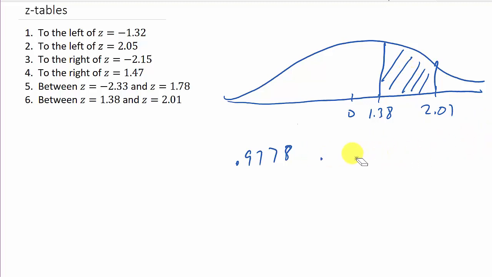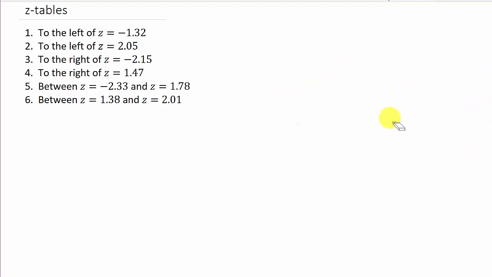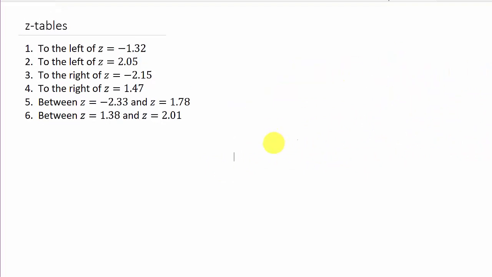All right, now let's work all of these again using the other table, where it just gives us the area from the z value back to the mean. So the first thing I'm going to do is work number 2 first.